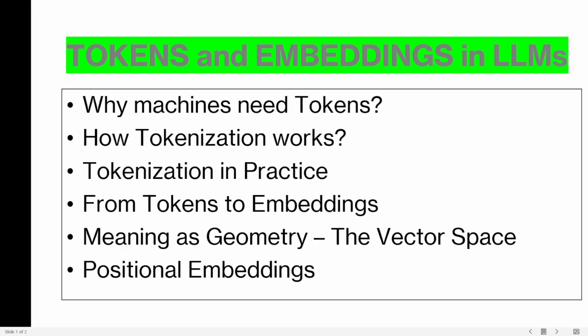By the end, you'll have a solid understanding of how language becomes numbers and how these numbers capture meaning. So let's dive in.